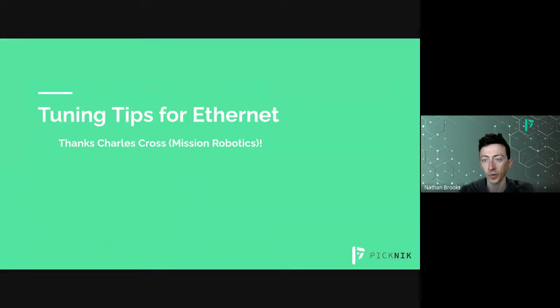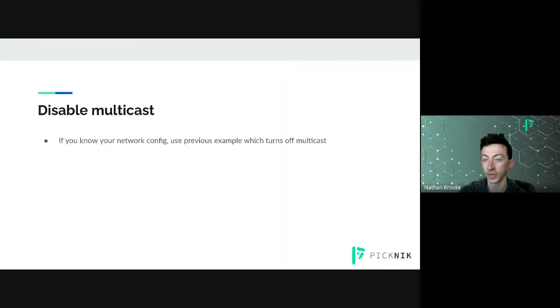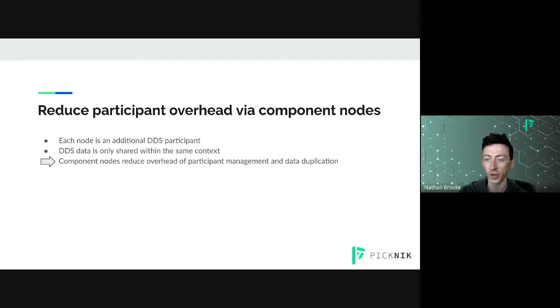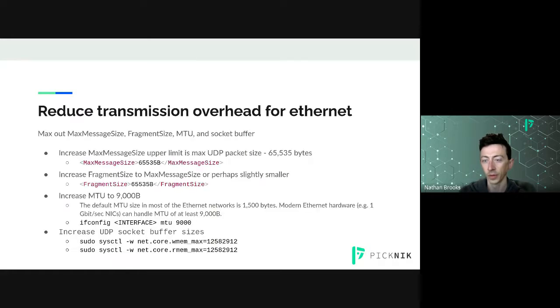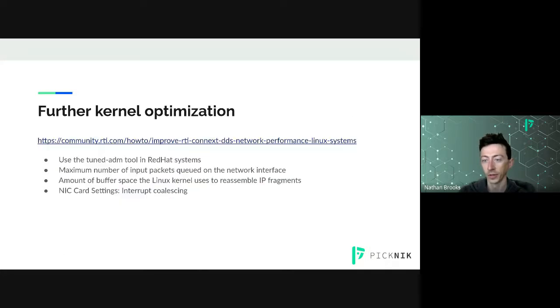Last, I'm going to drop a few hints about optimization beyond QoS for wired connections. Thanks Charles Cross at Mission Robotics for your recommendations here. Disable multicast. Use component nodes to reduce the overhead of participant management and data duplication. Increase the size of transmitted chunks to reduce frequency of network transmission overhead. And of course, there's always more kernel optimizations.